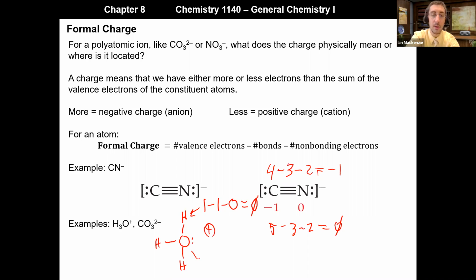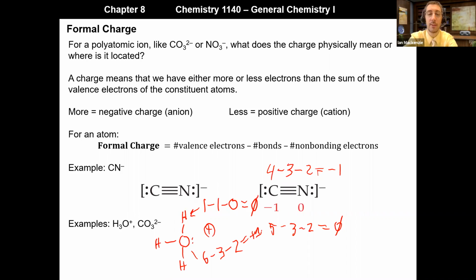Oxygen, on the other hand, has 6 valence electrons, minus 3 bonds, minus 2 non-bonding electrons from its one lone pair, and we come out with a positive 1 charge here. Thus, we can assign a +1 formal charge to oxygen in this molecule.